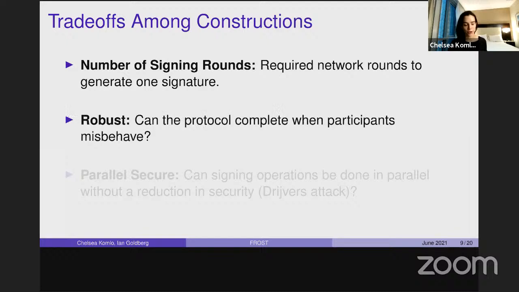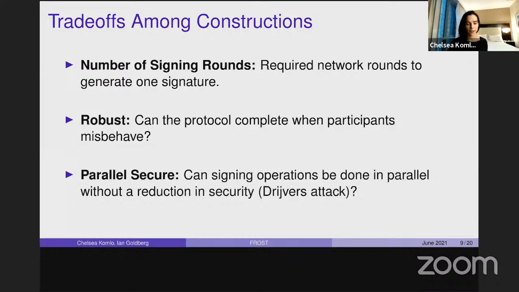Another trade-off is whether or not the protocol is robust. So if participants misbehave or if there's a network fault, robustness says whether or not the protocol can complete, assuming that there's at least a threshold number of signers.